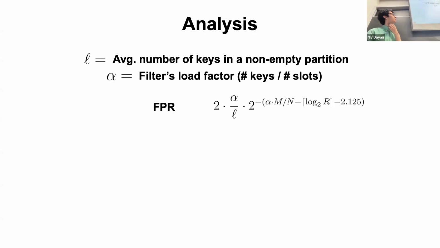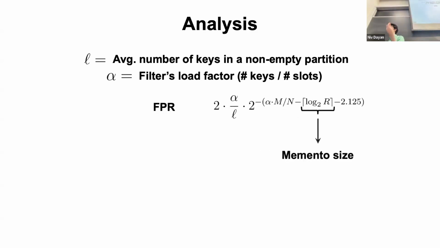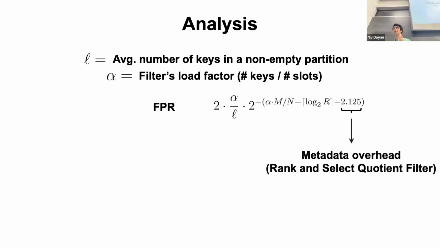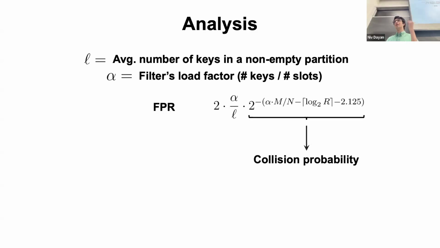So let me dissect this for you guys. M over N is the bits per entry budget, because M is the total number of bits you have, and N is the number of keys you have. Alpha times that is going to give you the affordable slot size in your filter. For each slot, you had a log R portion that was storing the mementos, and you have a metadata overhead of 2.125 if you're using a rank and select quotient filter. So if you subtract these off, the expression inside the parentheses is going to give you the fingerprint length. And 2 to the negative of that is going to give you the collision probability of the partitions.